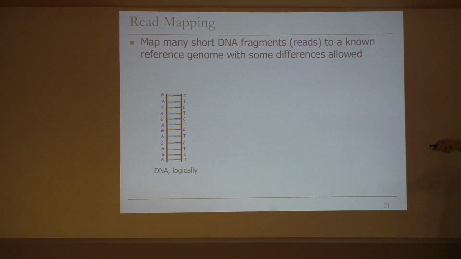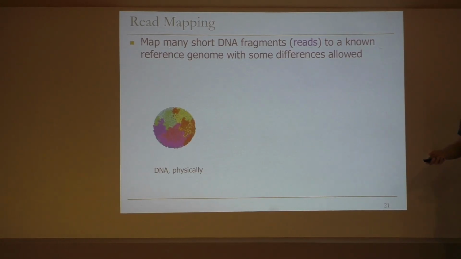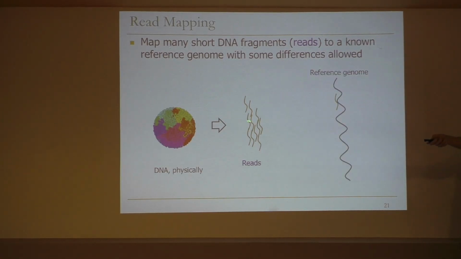So pictorially, this looks like this. This is DNA logically. Physically, it's a mess. That's why we need to chop it into pieces that look like this. And then now you have the reads. Now you have some reference genome that you try to match the reads to. So this piece matches this one, but it doesn't match perfectly because no two DNAs actually match perfectly if they're from different people. So you want to really allow some differences over here.